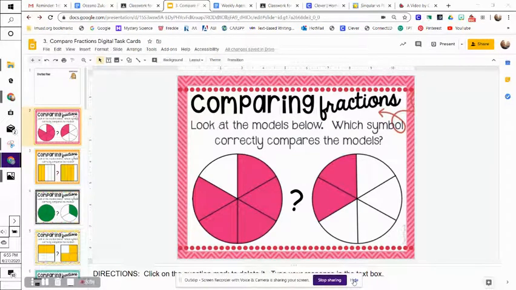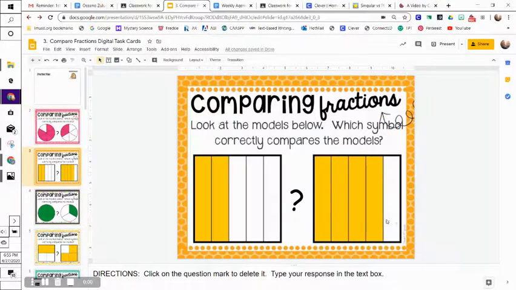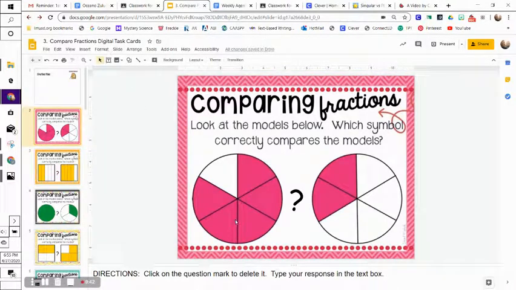Hi, third graders. Today for math, we're going to continue comparing fractions. So our objective today is: I can look at models and use the greater than, the less than, or the equal symbols to compare two models. On this first slide, we have two circles, and they are broken up into six. So 1, 2, 3, 4, 5, 6. This circle is divided into six, and this circle is divided into six.